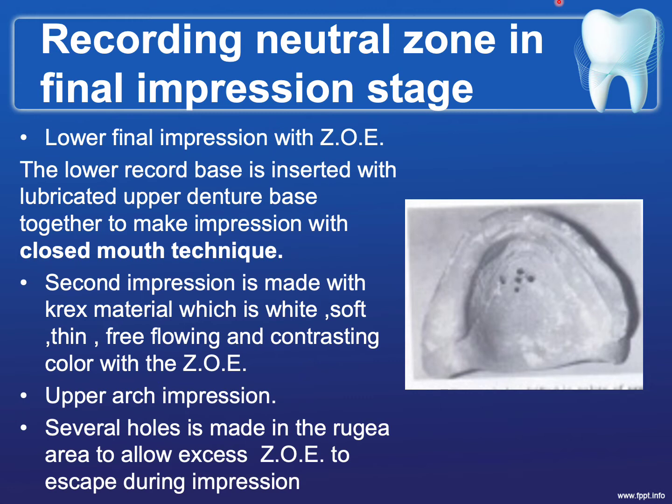Making of upper arch impression: several holes are made in the rugae area to allow excess zinc oxide eugenol material to escape during impression, as we see in this picture. These are the holes.